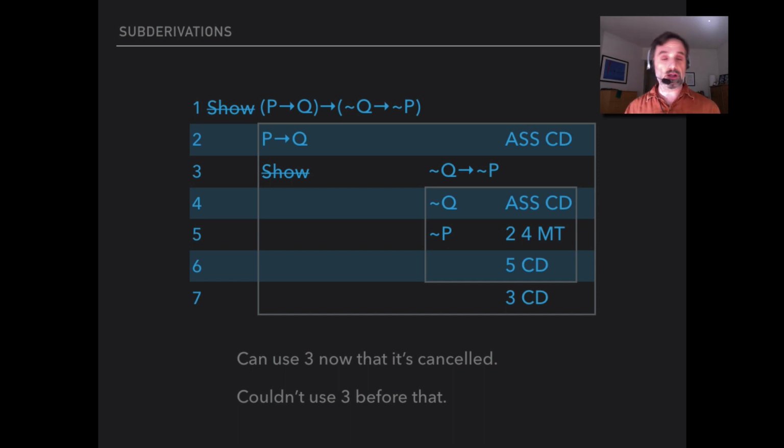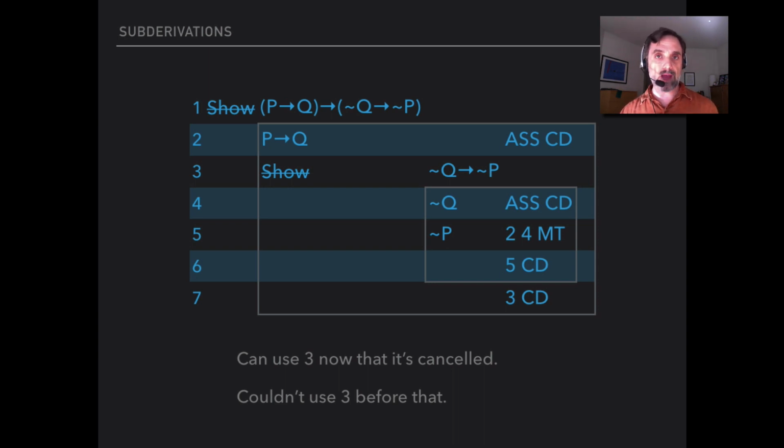An uncancelled show line you can't appeal to because you don't know that what you're trying to show is true yet. The reason why you can write down any show line is because you're only trying to show it, but for that very reason, you can't appeal to it. You can't use it until you cancel the show line, because it's only at that point that you've shown, aha, the thing I was trying to show really is true.